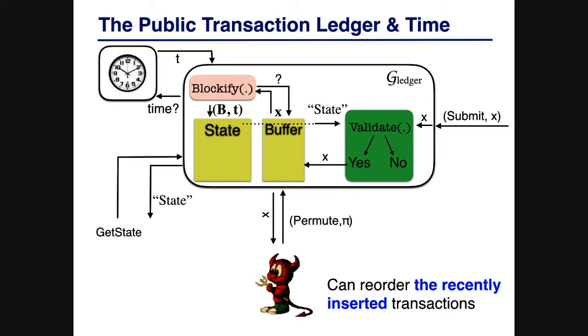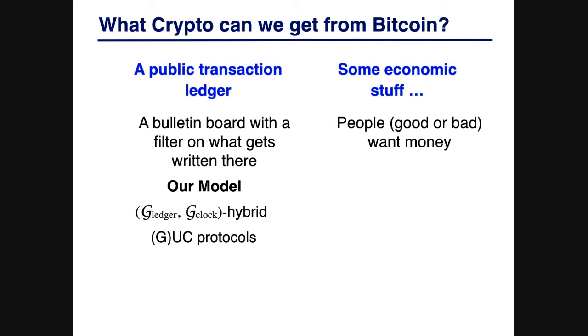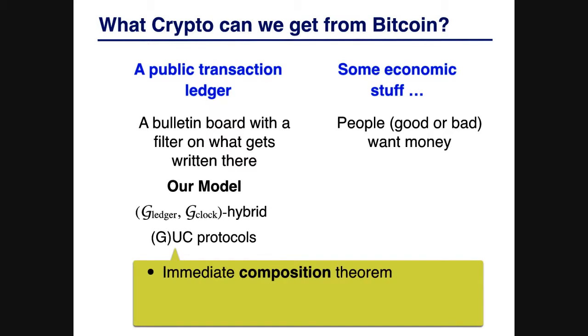So this is our abstraction of a transaction ledger. Having such an abstraction, we can now start discussing cryptographic protocols that use the blockchain, and in particular use this ledger functionality of the blockchain. Those are simple protocols in the G-Ledger, G-Clock hybrid model. They have hybrid access to those two functionalities, the ledger and the clock. So this allows us to immediately get the composition theorem, because now we're working in a well-established composable model.